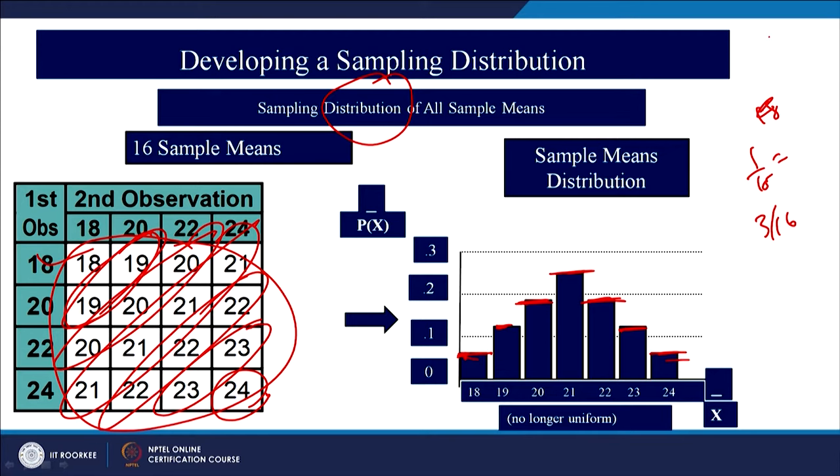And this is just 4 times, 21. So this is 4 by 16, this is 0.25, isn't it? This is 1 by 4, so 0.25. So this is how.